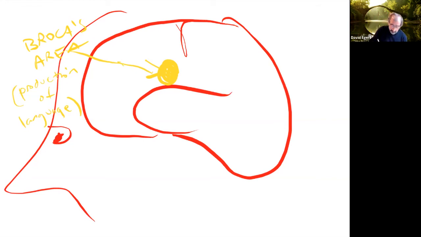So Broca's area is the part that is making that connection between what you want to say and the actual physical manipulation of your motor system to make the words happen.